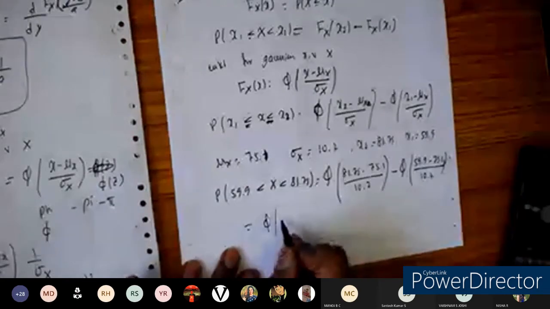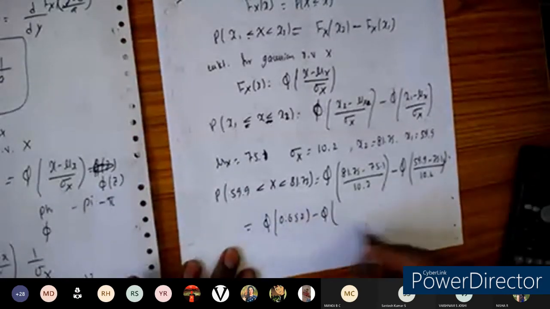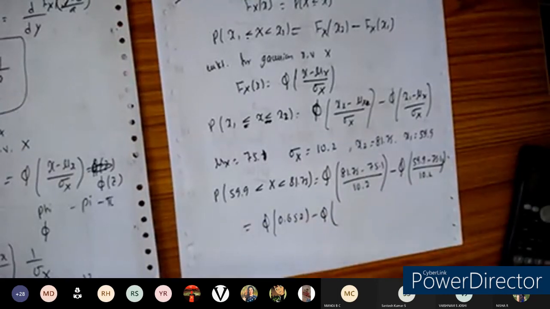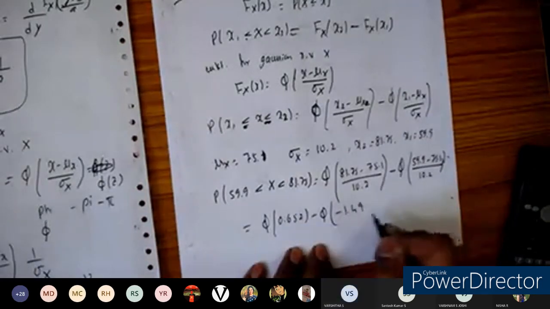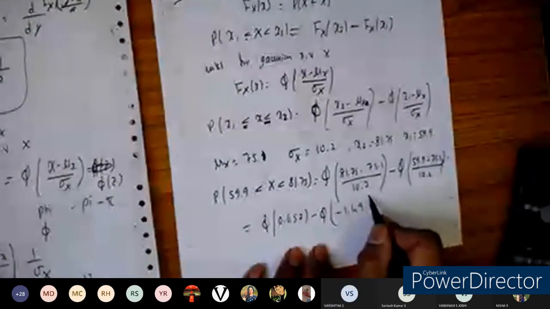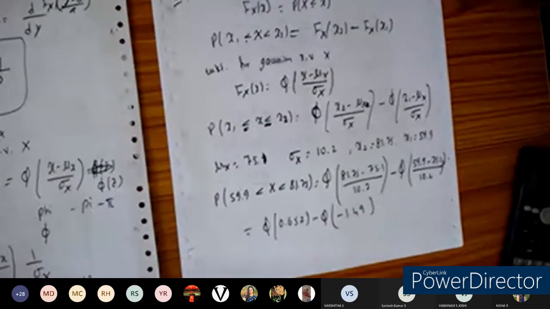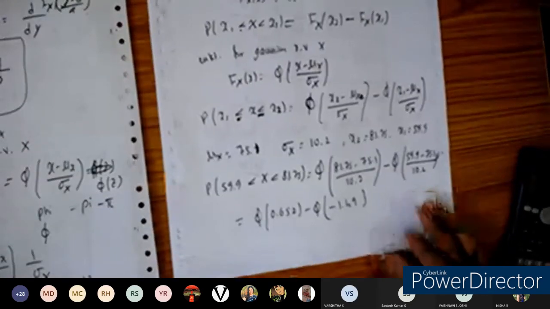0.652. Okay, 0.652 minus the next one, minus 1.49. Okay, 1.49 you'll get here. So these values can be found by using the Gaussian random variable table. We can find it here in the Gaussian random variable table. Okay, so everyone got the same answer, right?